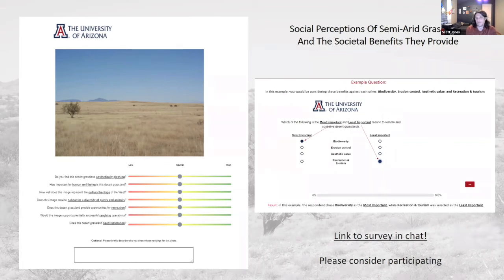So we're doing this through an online survey that we've created. I'll link the survey in the chat as soon as I close out of this presentation view. But we're asking people to view a number of different images and then provide their perception on how they feel like these landscapes are at providing these benefits or these services. And then on top of that, we're also asking people to rank these really important ecosystem services against each other.